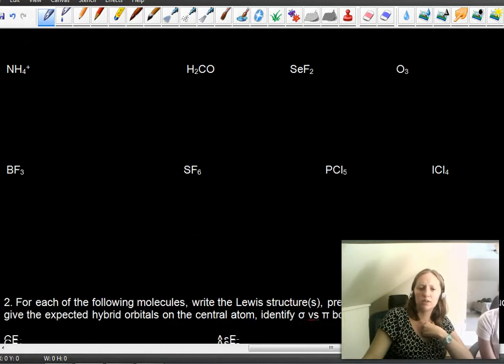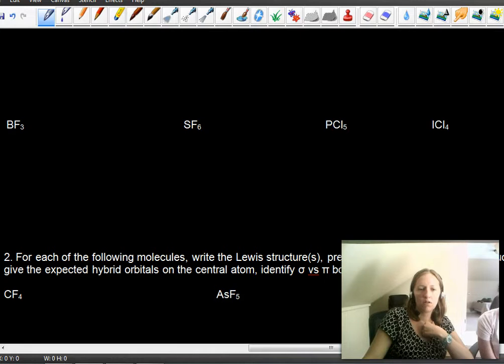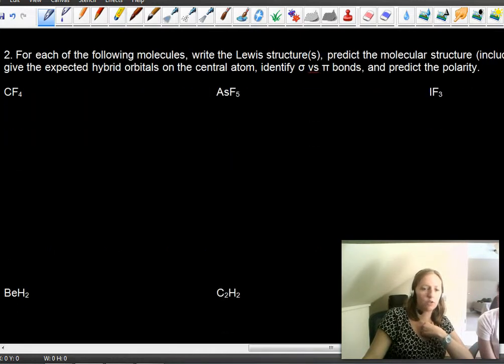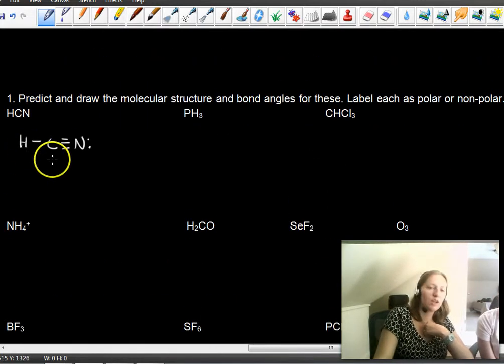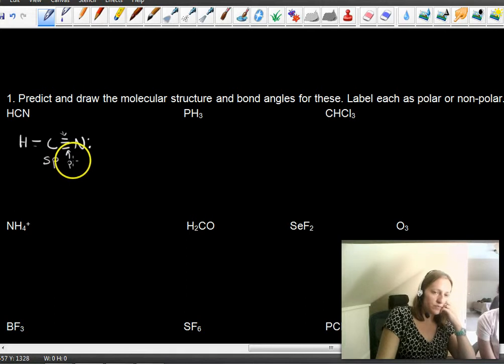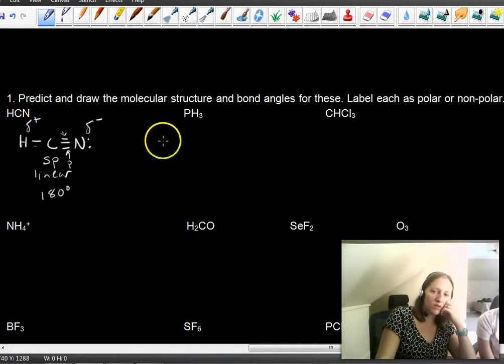Did I make you do the hybridization? I should have. Let's do the hybridization. The hybridization on this carbon atom, it's connected to two things, and so it's using sp hybridized orbitals to do this first bond. The other two bonds are made by p orbitals. And the shape is going to be, since it's connected to two things, linear. And the angle is going to be 180 degrees. And indeed, it will be polar because this will be the negative end and this will be the positive end. I think that's everything.